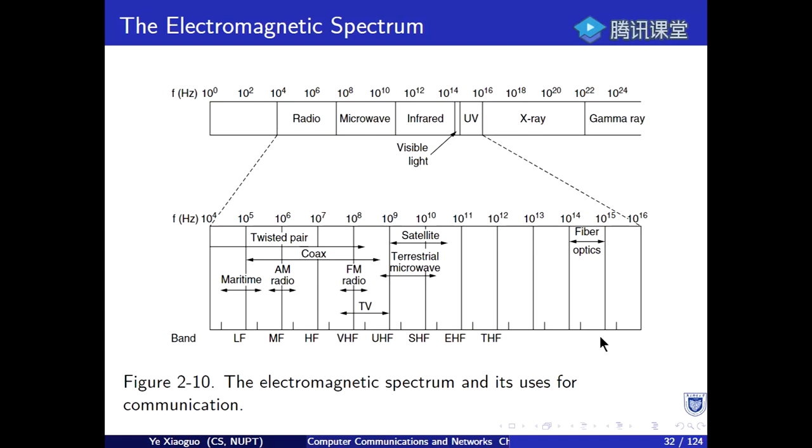From the electromagnetic spectrum, the different bandwidths are used for different fields, have different uses, such as maritime radio, AM radio, twisted pair for local area network, coaxial, FM radio, television, satellite, terrestrial microwave communication, or fiber optics. Here is visible light, or X-ray, gamma ray, etc. So different bandwidths have different uses for communication.